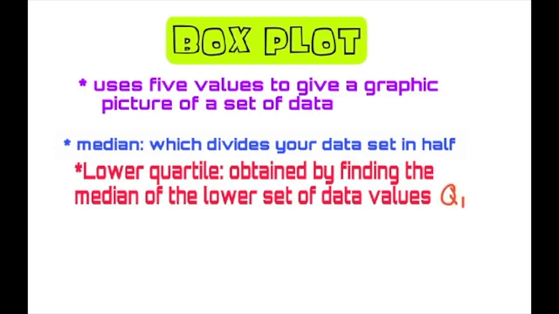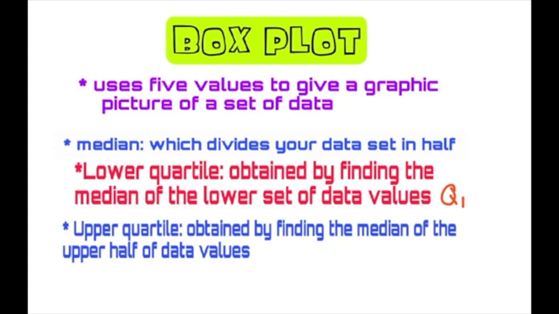The next step is going to be to find the upper quartile. Similar to the lower quartile, just on the opposite end, the upper quartile is found by finding the median of those upper set of values. And it can also be called Q3. Now, if I wanted to find the interquartile range, I would simply subtract Q1 from Q3.